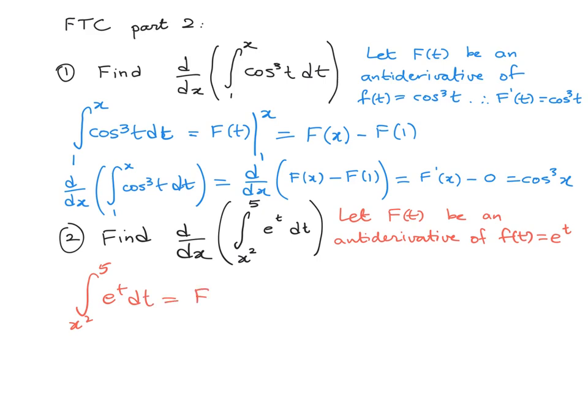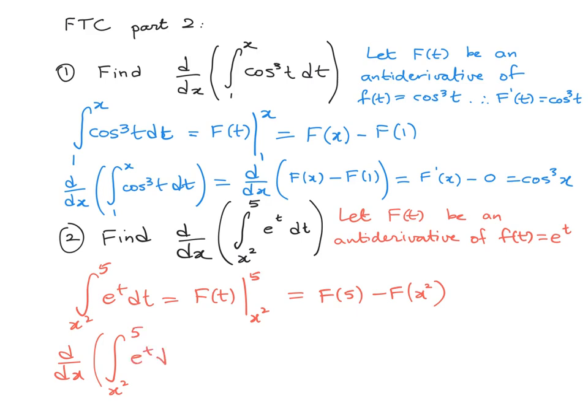be capital F of t evaluated between x squared and 5. In other words, capital F of 5 minus capital F of x squared. Now I want to take its derivative. So the derivative of the integral from x squared to 5 of e to the t dt is equal to the derivative with respect to x of capital F of 5 minus capital F of x squared.